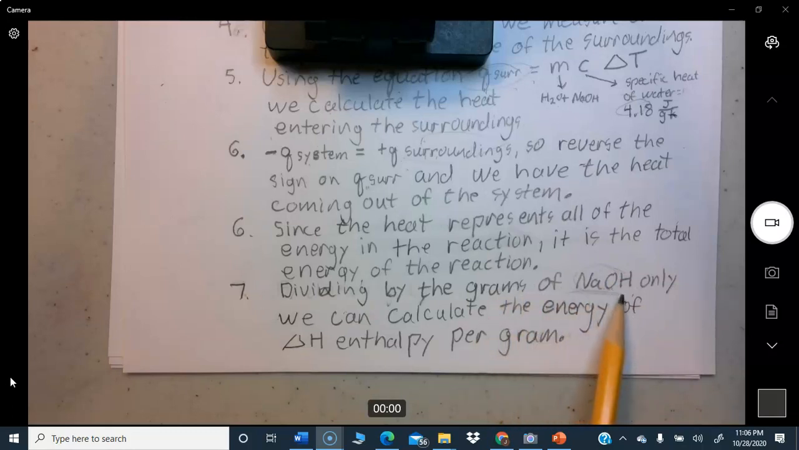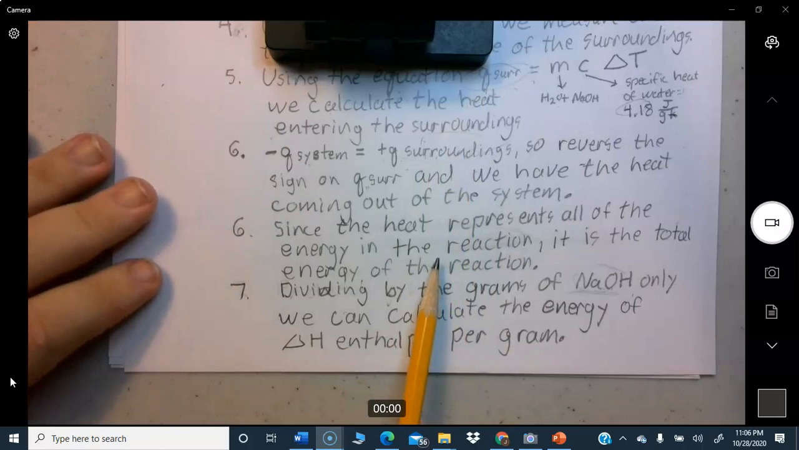So dividing by the grams of NaOH only, we can calculate the energy per gram, or the enthalpy, the delta H enthalpy. Remember, heat and change in enthalpy are the same thing. So we've been talking about heat all the way throughout the problem, but we can now call that a change in enthalpy.